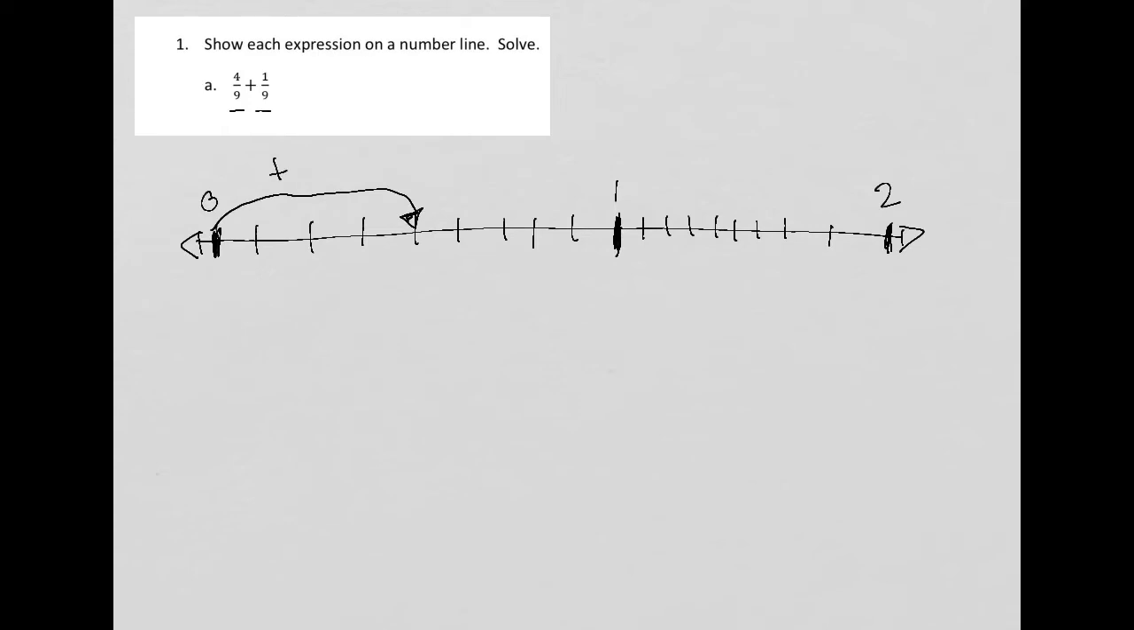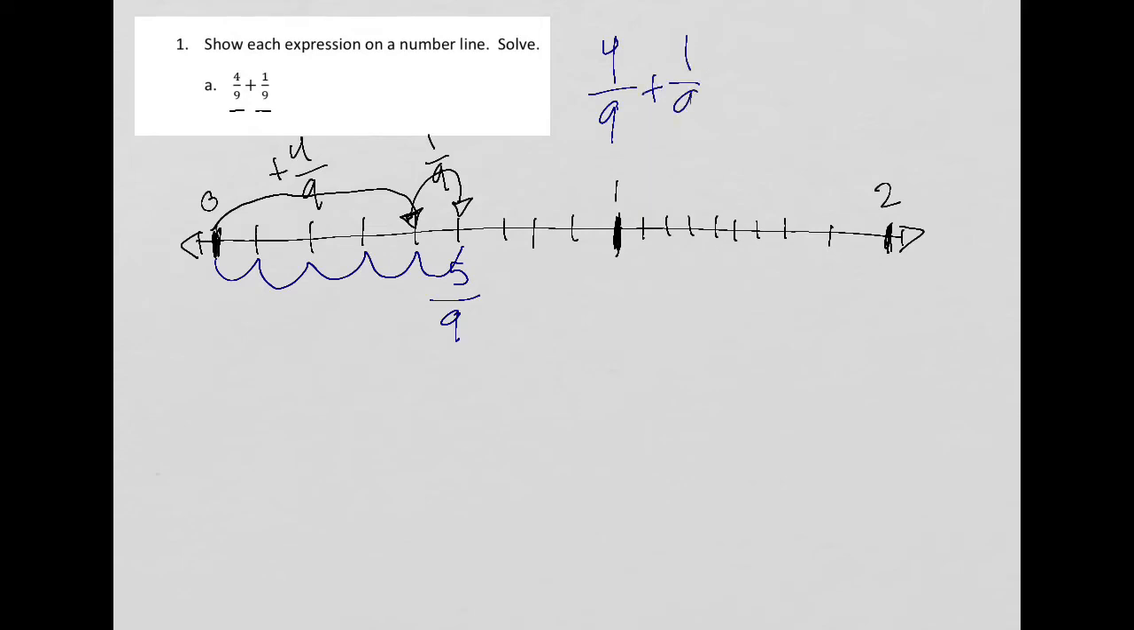So this was me adding 4/9. And then I'm going to add one more ninth. And then I'm going to look to see where I got. So now I'm at 1, 2, 3, 4, 5. So I'm at 5/9. So the math that I just did was 4/9 plus 1/9, and then I ended up with 5/9.